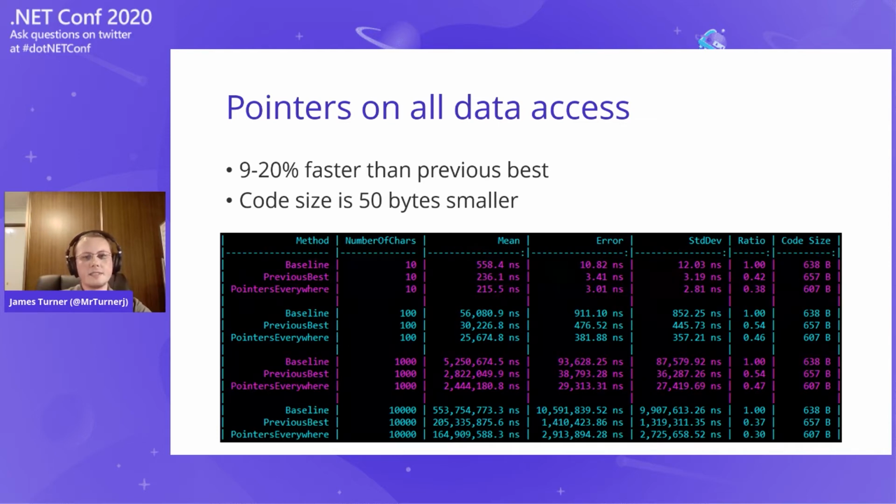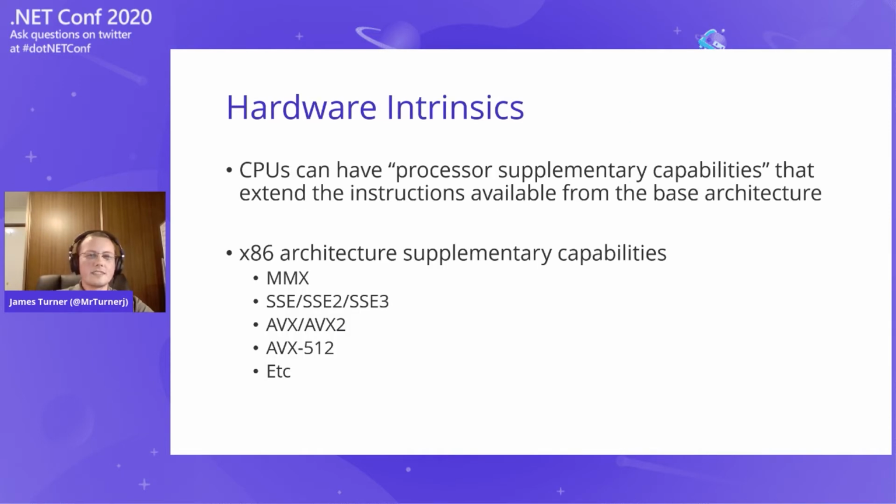Going beyond pointers, let's look at using hardware intrinsics to boost our performance. Hardware intrinsics is about accessing specialized instructions on a CPU that can accelerate our workloads. These instructions come from additional capabilities of specific CPUs that extend a base architecture. Since .NET Core 3.0, we can access these additional instructions to accelerate performance in our applications. The majority of these instructions relate to a concept called single instruction multiple data, or SIMD.